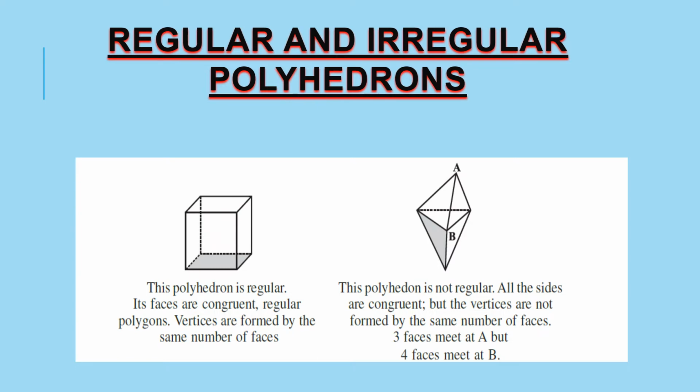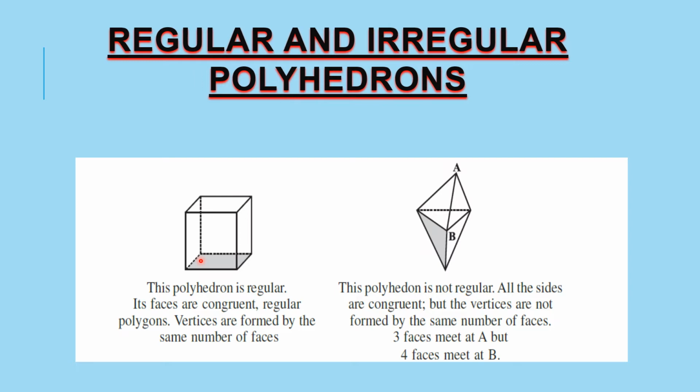Now next is regular and irregular polyhedron. So look here, we have two figures. In the first figure we have a cube. So what are the properties by which we are saying that this is a regular polyhedron? Here there are 3 points to be a regular polyhedron. Number 1, the faces of the polyhedron must be regular. Number 2, faces must be congruent. And number 3, vertices are formed by the same number of faces.